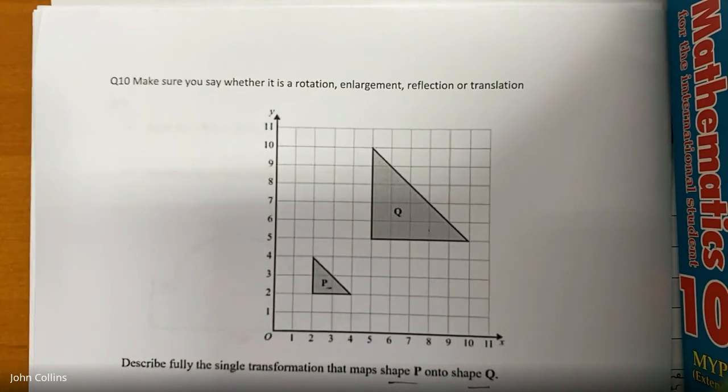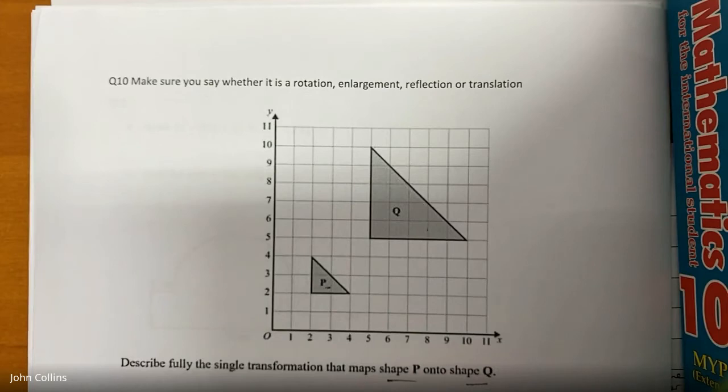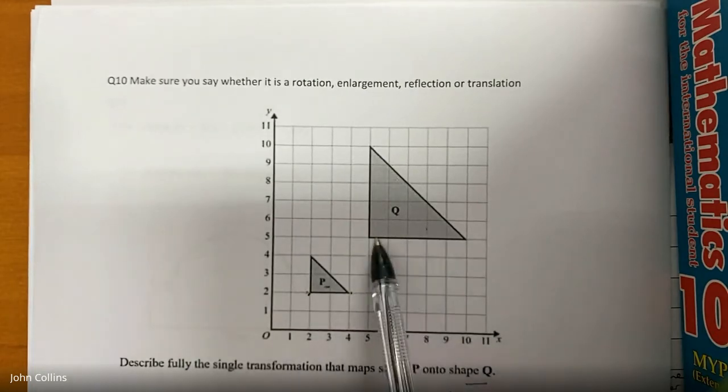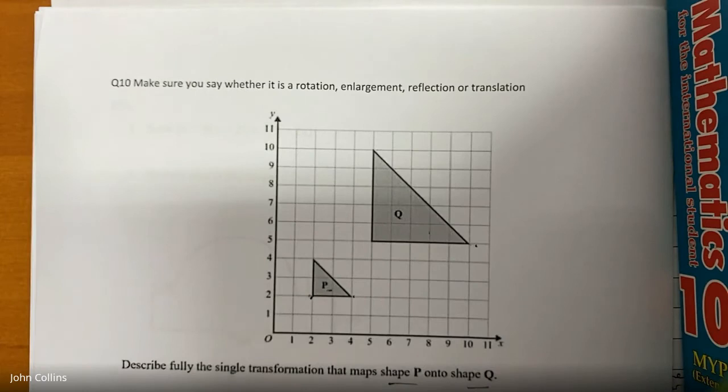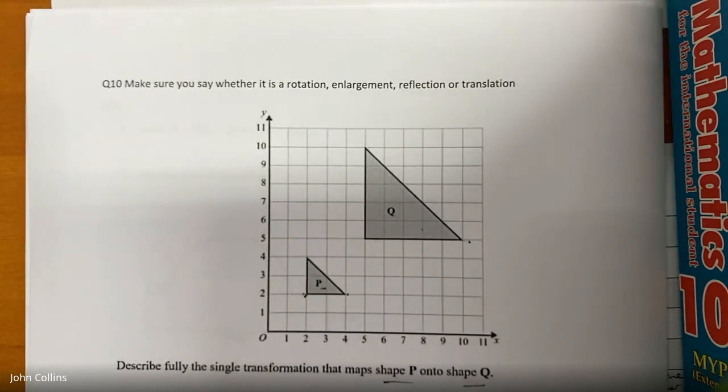So if we have an enlargement, we need to know how much bigger, and that's called the scale factor. The scale factor in this case, well, we can just count one side. This is 2 boxes here. This is 5 boxes, so that's 2.5 times bigger, isn't it? So the scale factor is 2.5, and we also need the center of the enlargement.